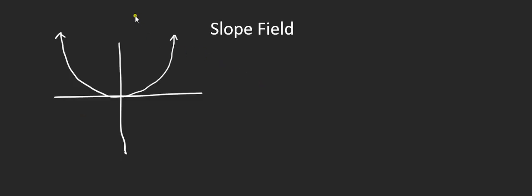So now let's say you have y equals x squared. At x equals 0, the slope is going to be 0. And over here, at that point, a small segment of the tangent line will look like that. At that point, a small segment of the tangent line will look like this. When you repeat this process at every point, we get the slope field. So this is the idea of a slope field.